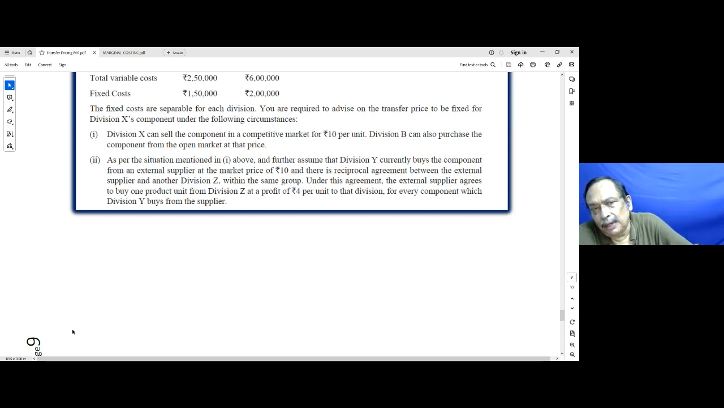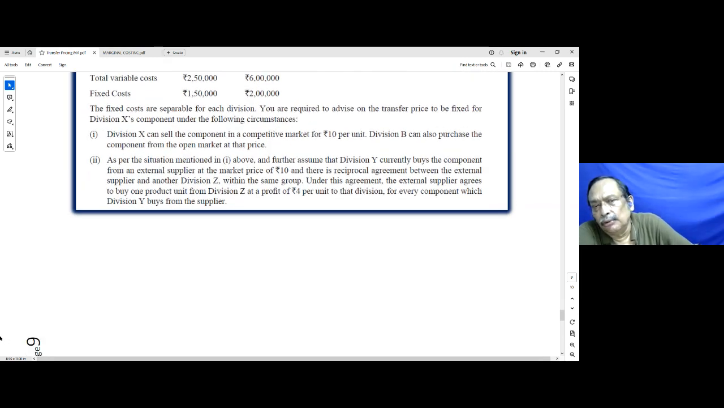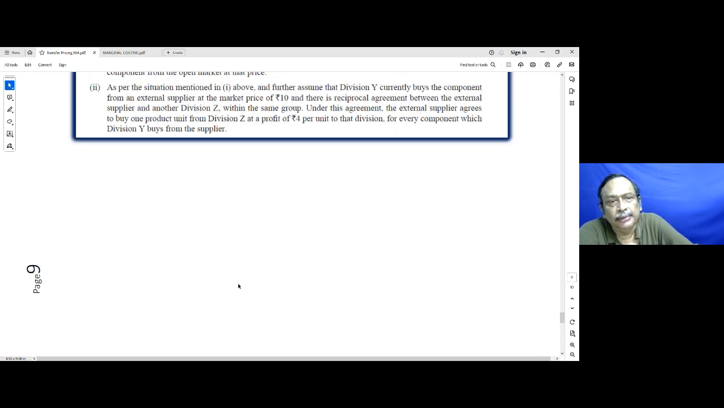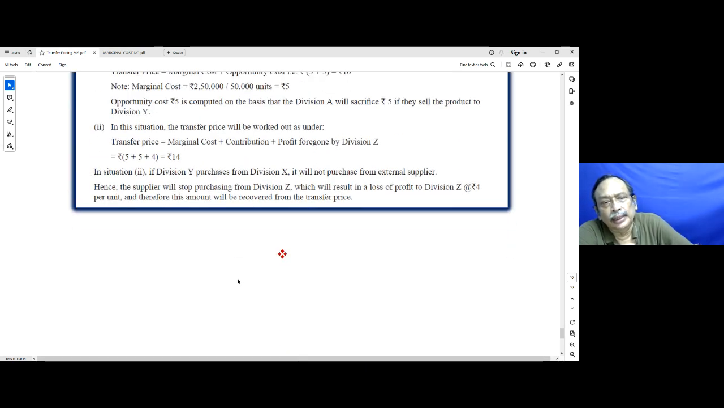So if there is a transfer from division X to division Y, then there is no question of any purchase from the external supplier, okay, and division Z's profit of rupees 4 per unit will be sacrificed. So in situation 2, if division Y purchases from division X, it will not purchase from the external supplier. Hence, 5 variable cost, 5 opportunity or contribution foregone, plus rupees 4 profit foregone, the transfer price will be rupees 14.